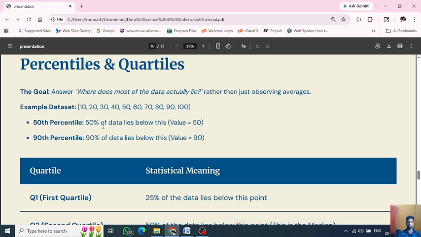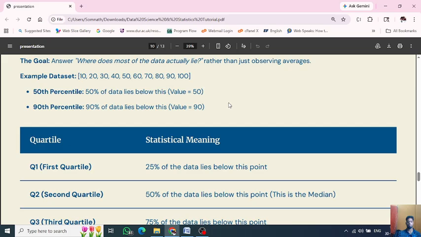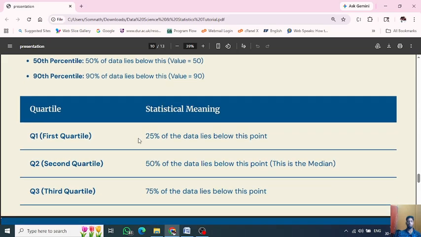The percentile is this: the 50th percentile means 50% of the data lies below this value. Here, in this example data set, the data is in order, so the percentage and the value are the same. Below 50 is obviously 50 percent, and 90 is obviously 90. It is just an example. Now, what is a quartile?